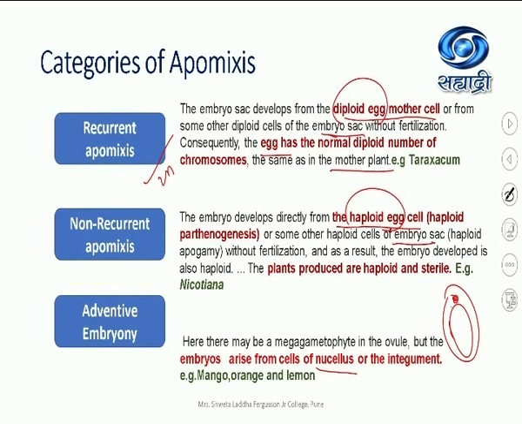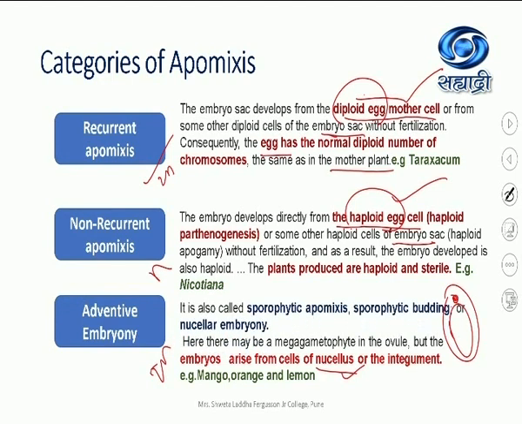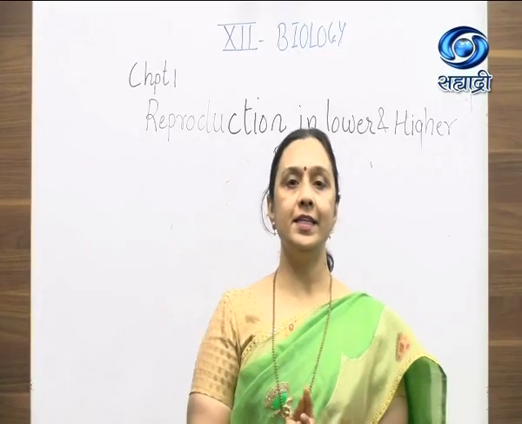Recurrent apomixis, in short, if you want to remember, the diploid egg mother cell gives rise to the embryo. Non-recurrent apomixis, the haploid egg cell gives rise to an embryo. Adventive, one of the cells of the nucellus gives rise to the embryo. Here also it will be diploid in nature, here haploid in nature, and recurrent diploid in nature. So adventive is also called sporophytic apomixis or sporophytic budding or nucellar embryony because it is developing from the nucellus. Yes, students.